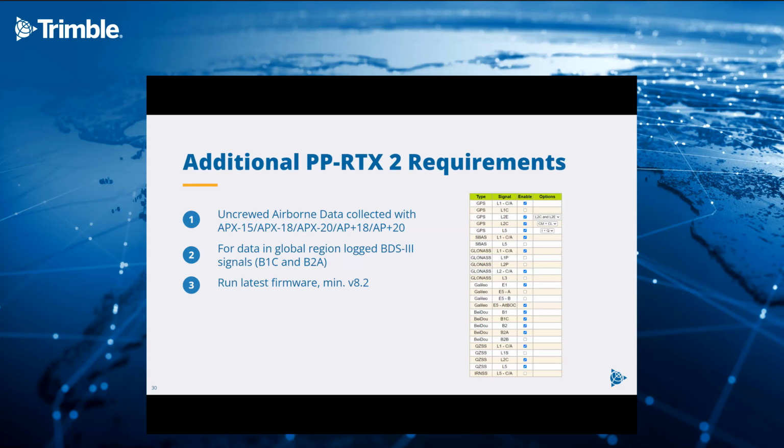And for data in the global region, you've got to log the BeiDou3 satellite generation, specifically the signals B1C and B2A. Here on the right side is an example suggestion of which satellites or signals should be selected for logging. Of course, we always recommend running the latest firmware, but the minimum firmware you need is version 8.2 to allow for the B1C and B2A observable tracking.